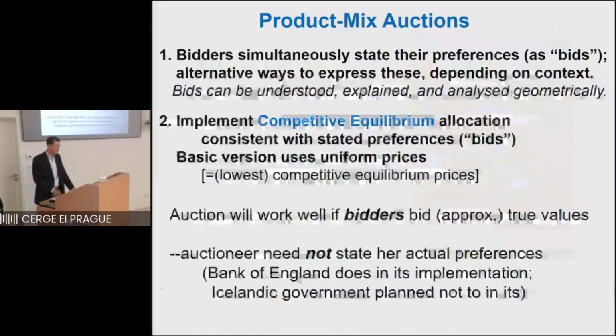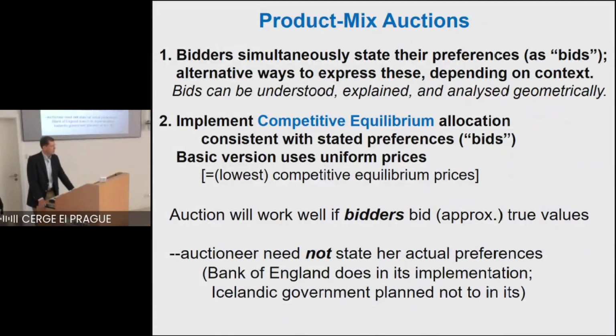So the second point is competitive equilibrium. Of course, this auction will work well if bidders express their true values. It's not going to work well if bidders don't. So we are going to assume that they do, and this will be a reasonable assumption if there are sufficiently many of them, and I'm going to talk more about why I think this is a good assumption, and why sufficiently many may not be very many.